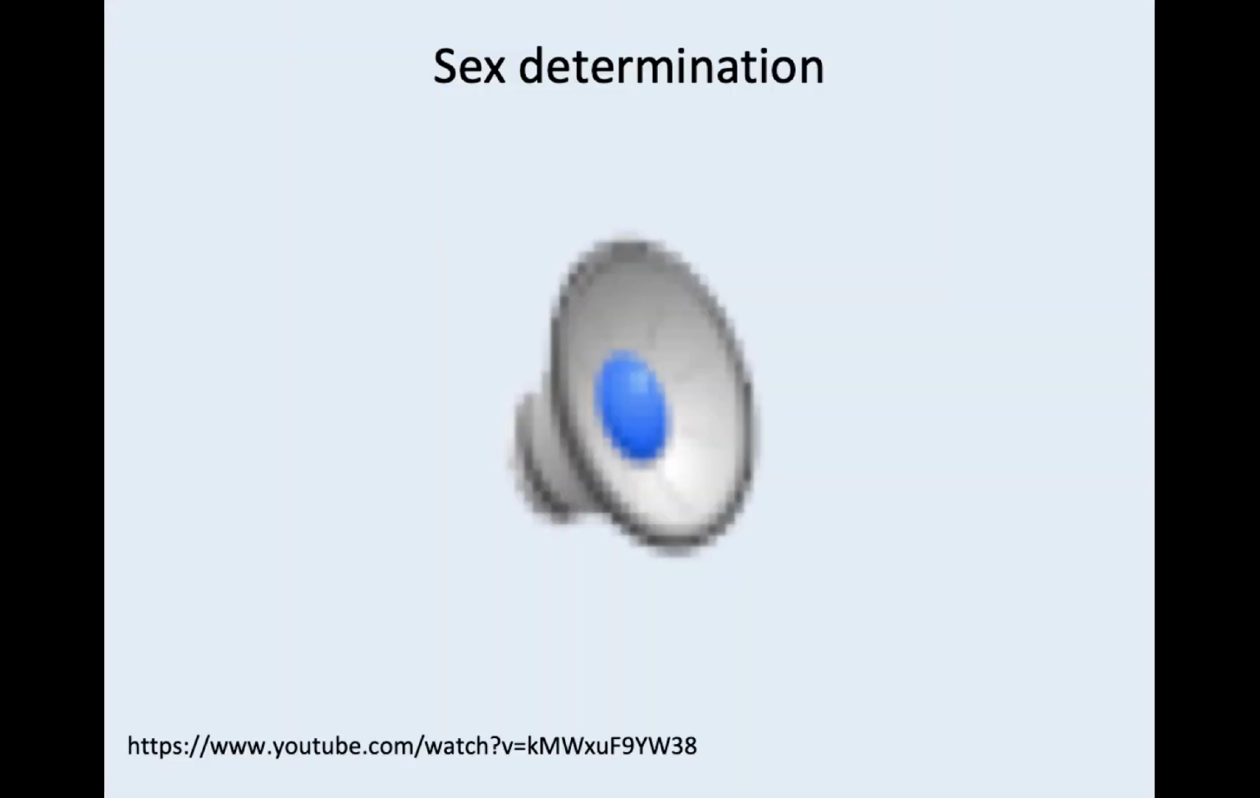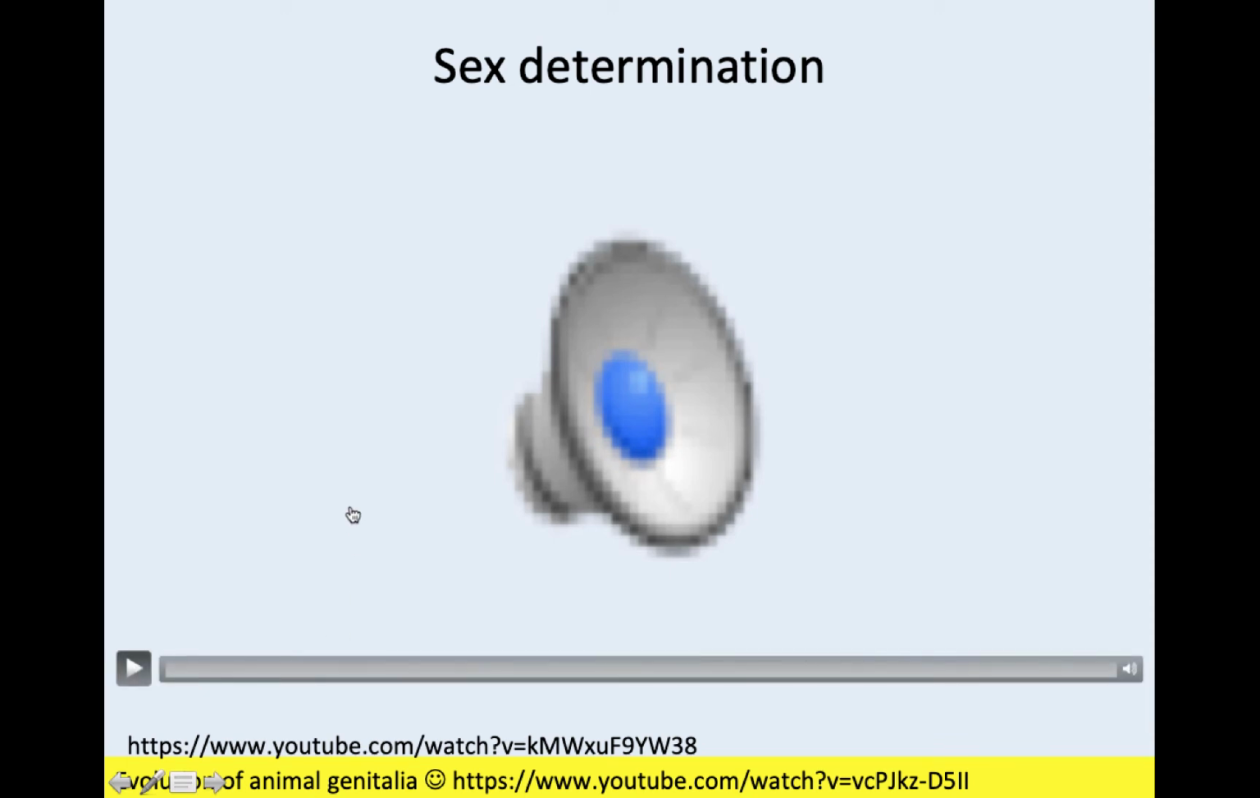This is a really interesting video. If you want to watch it, it's about different types of sex determination in different organisms. It's a TED Talk. It's pretty short. It's just an interesting video if you want a bit of a mental break. And then, of course, evolution of animal genitalia is actually really, really fascinating. You should watch that video. It's really cool.